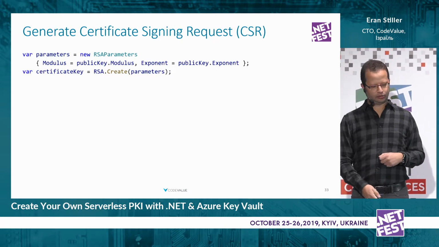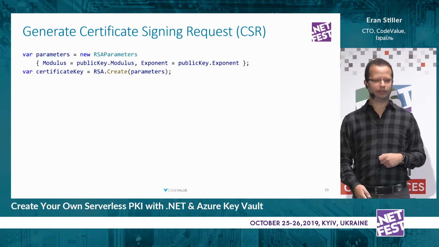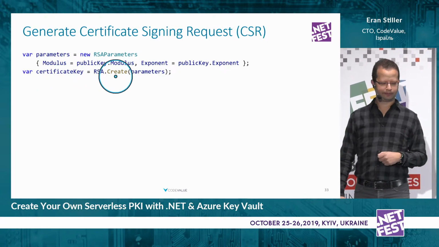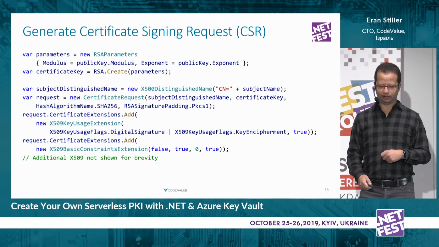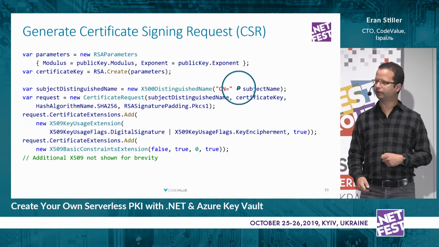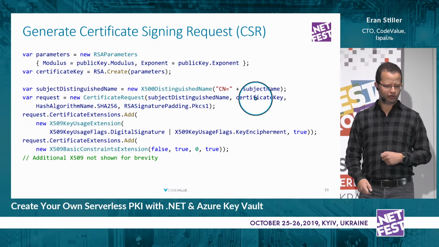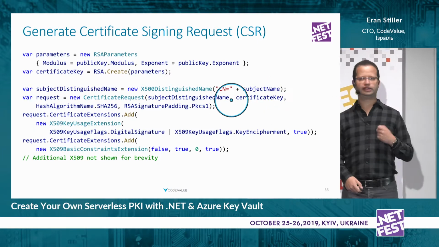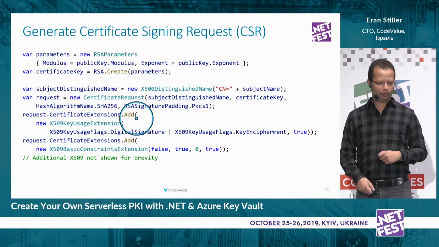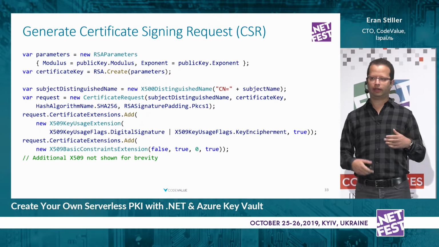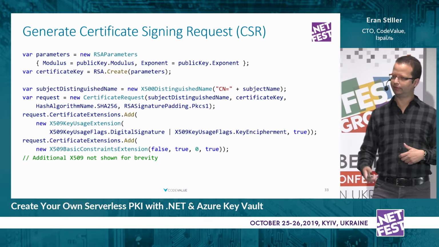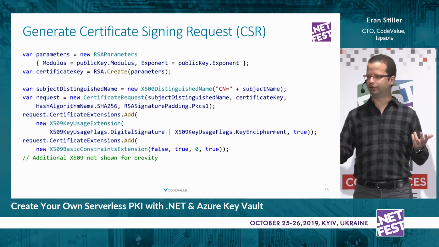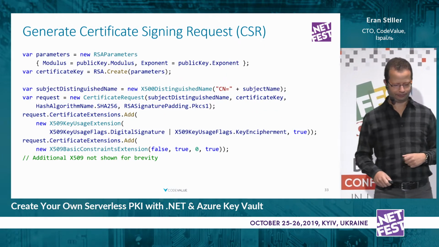So now we create a certificate key, which is only made up of the public key that we got from the device. Once we have that, again, we give the certificate name over here. We create the request with the name and the certificate key we got. We add all the extensions we want. In this case, we don't want to sign other certificates. We want to be able to digitally sign things to prove we are who we say we are, and also encrypt things. This is what we need in order to support TLS authentication later on.